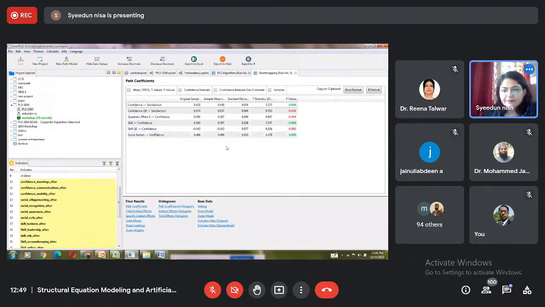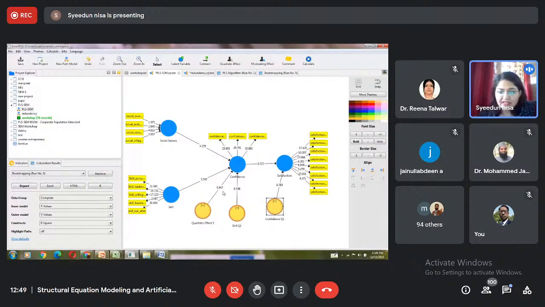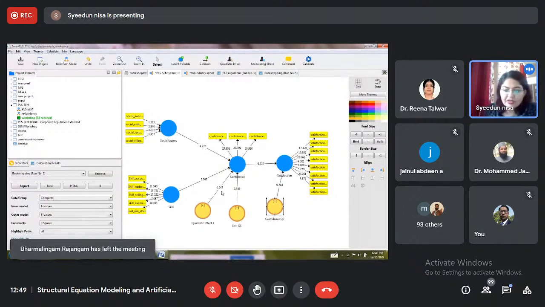Is this clear? Yes, ma'am. Okay, because here you can see the values: 0.783, 0.536 and 0.947. All are below 1.96. So the quadratic effect is not there, which means there is a linear relationship between satisfaction and confidence, confidence and skill, and confidence and social factor.